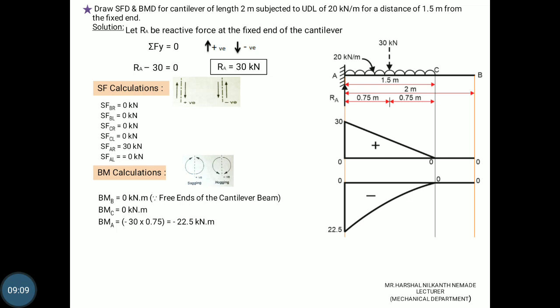So the bending moment calculation: sagging is positive and hogging is negative. Bending moment at B is equal to 0 kilonewton meter, since it is the free end of the cantilever beam. Bending moment at C is equal to 10 kilonewton meter. Bending moment at A is equal to minus 30 multiplied by 0.75, which will give minus 2.5 kilonewton meter. I will get the values of the BMD, I will mark them, and I will make the figure, and that BMD will be there as a bending moment diagram in kilonewton meter.